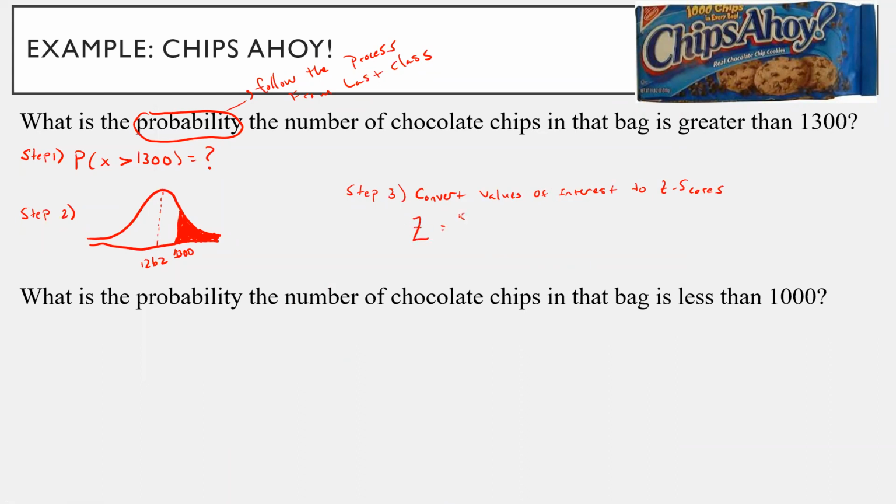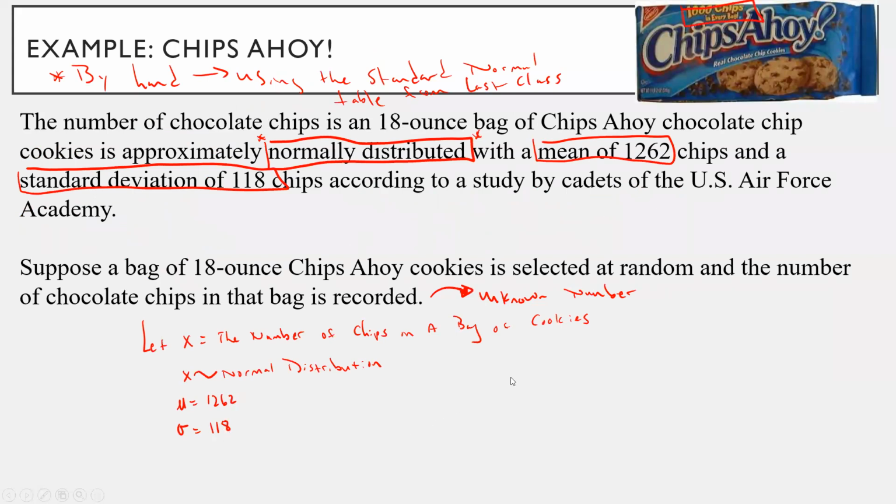So this is the formula. Z-score is equal to X, which is your data value, minus the mean, divided by the standard deviation. So this is my X that I'm interested in right here. It's 1,300 minus the average number of chips in a bag, which is 1,262. And then divide by the standard deviation, which is 118 chips.